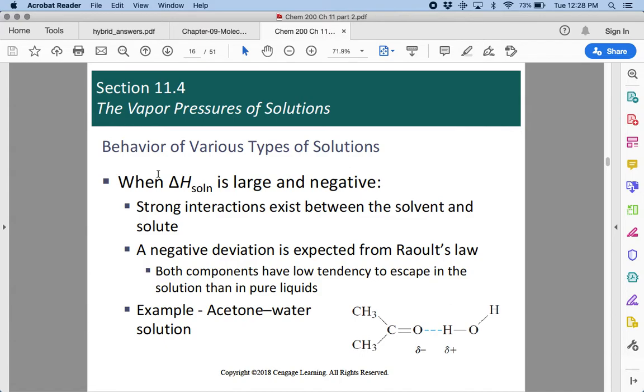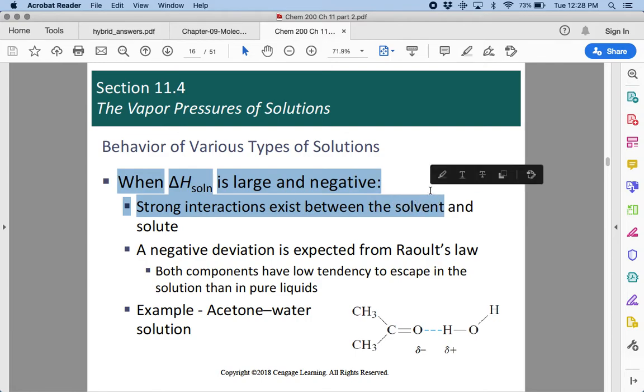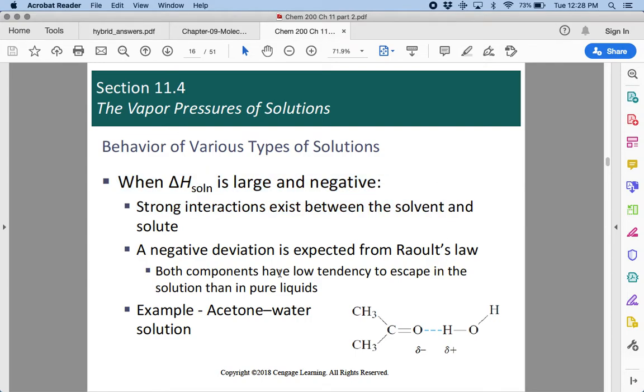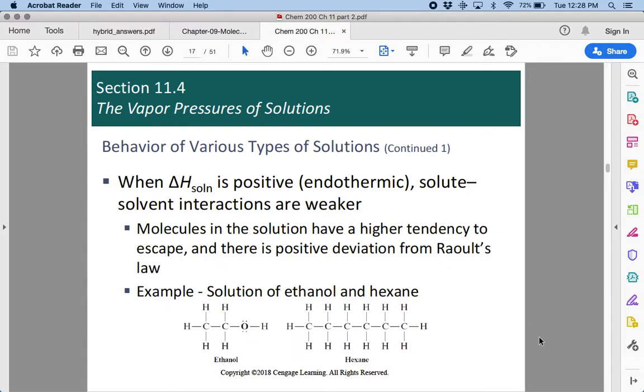So the behavior of various types of solutions, again, we're going to go back to our thermochemistry. We're talking about the delta H, where we're going to have a large negative delta H. That would be referring to something like the example we have down here with acetone and water. When we have an endothermic solution, a delta H of solution that is endothermic, we're going to have a situation like we have down here, the example of ethanol and hexane. Polar, nonpolar.